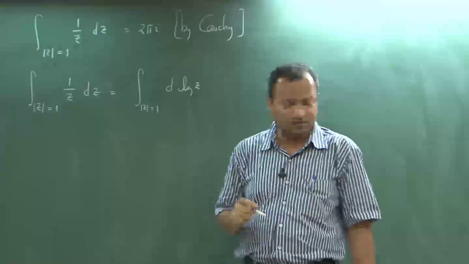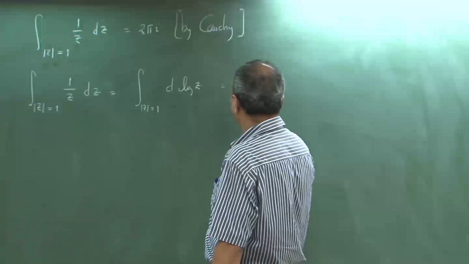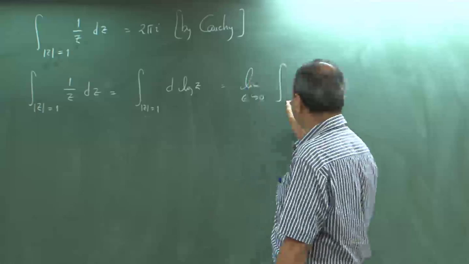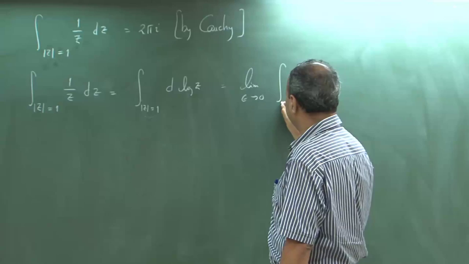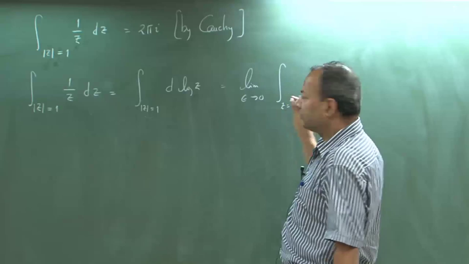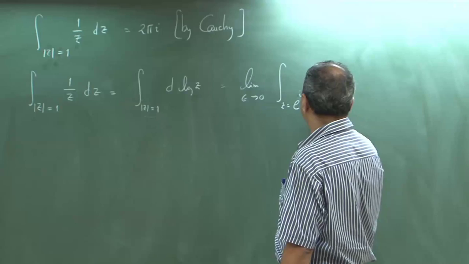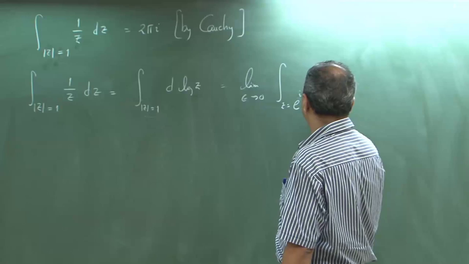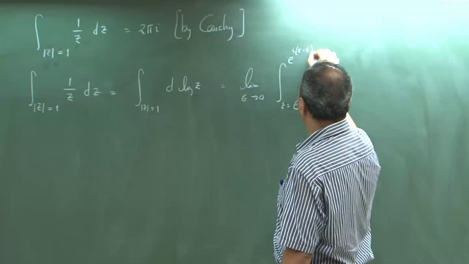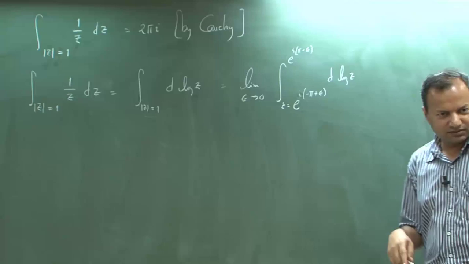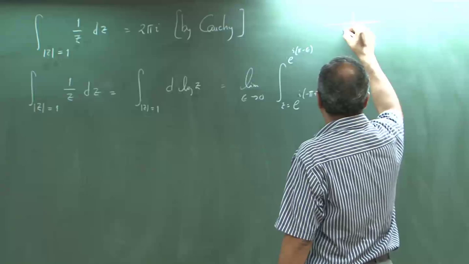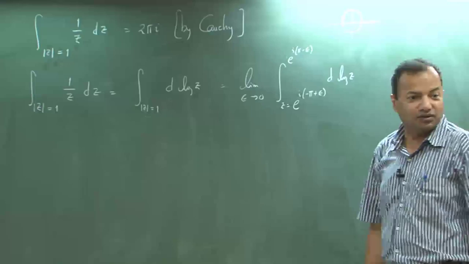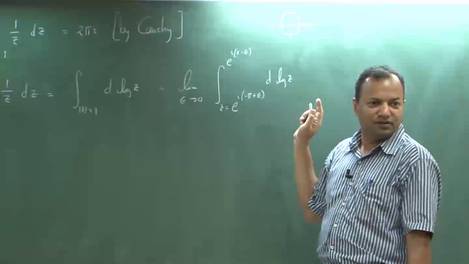Both of these problems can be resolved in the following way. We can integrate from z equals e to the I minus pi plus epsilon to e to the I pi minus epsilon. This is the starting point, this is the ending point. And in this region, log is pretty well defined. And this also gives me a starting point and a finishing point.